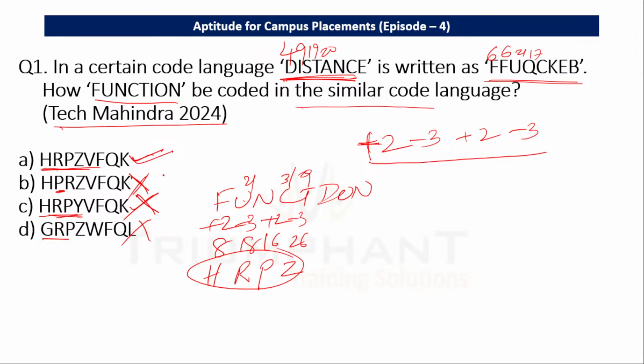So here the answer is, first of all, the logic is plus 2, minus 3, plus 2, minus 3 alternately. Quite a simple question asked in the Tech Mahindra exam.